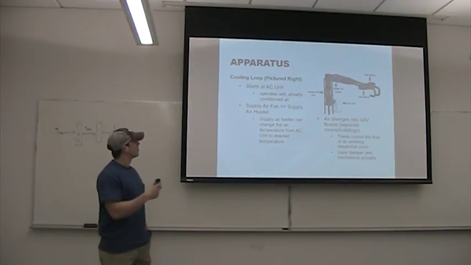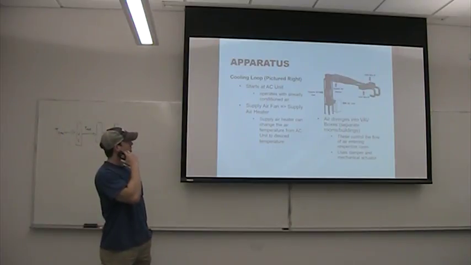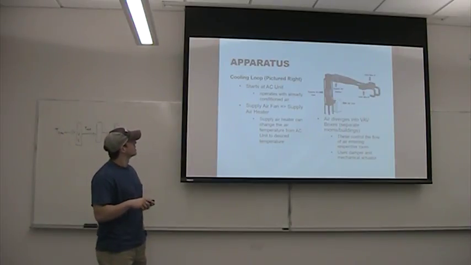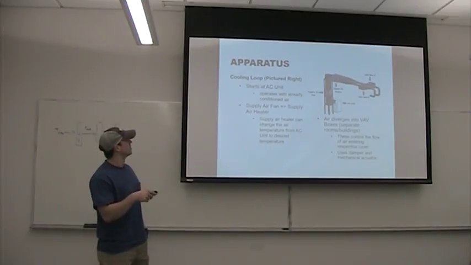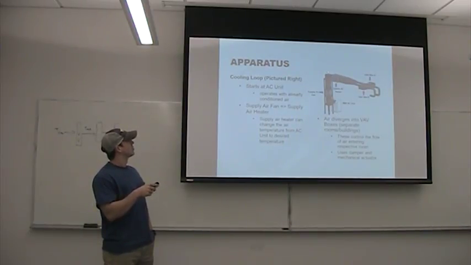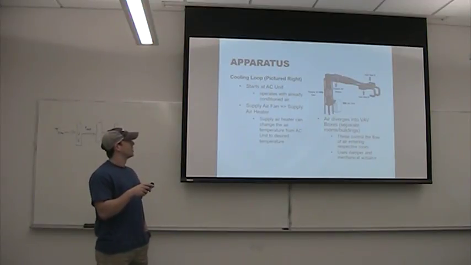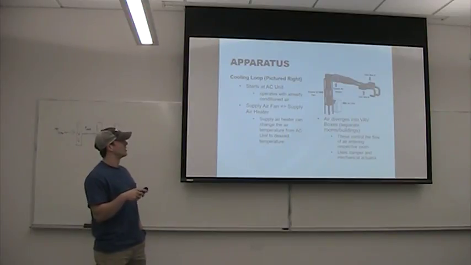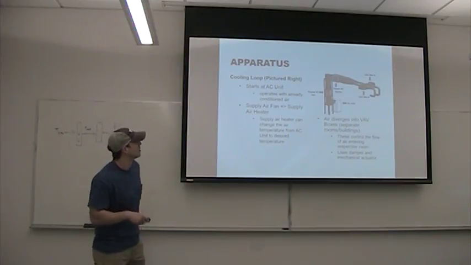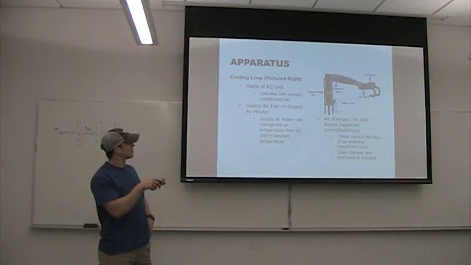Here's our apparatus. First is the cooling loop. It starts with the AC unit, and it operates with already conditioned air from the AC unit. The supply air fan pushes it up to the supply air heater, which can change the temperature of the air to whatever is desired to be entered into these two rooms that are controlled by the valve boxes right here.